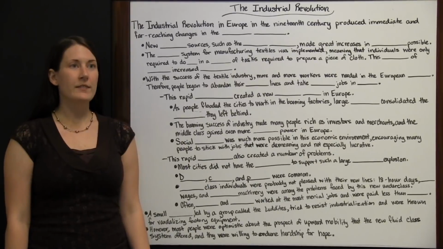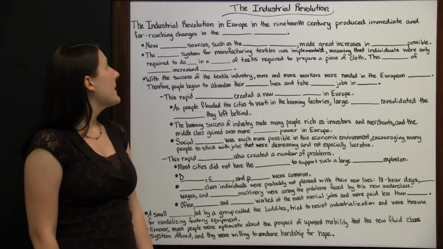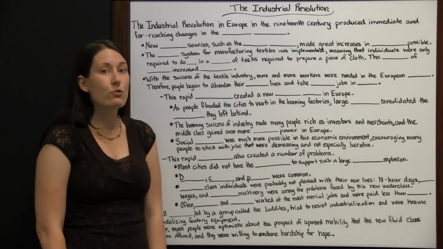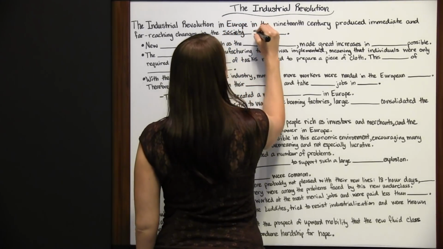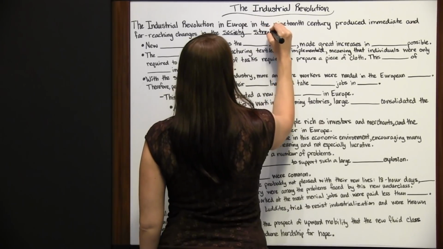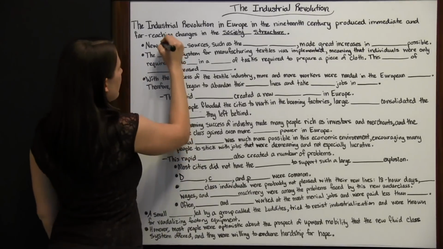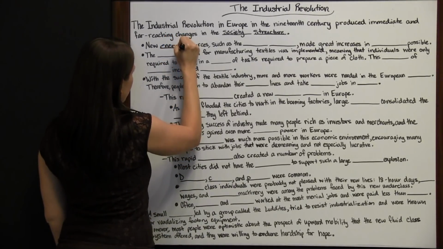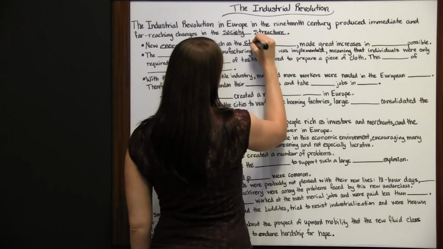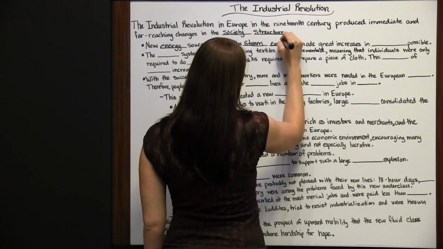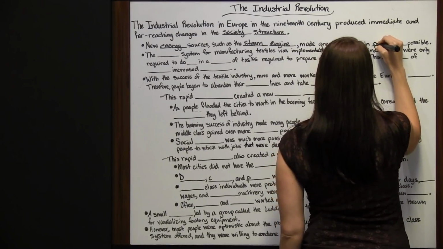The Industrial Revolution. The Industrial Revolution in Europe in the 19th century produced immediate and far-reaching changes in the social structure. New energy sources, such as the steam engine, made great increases in productivity possible.